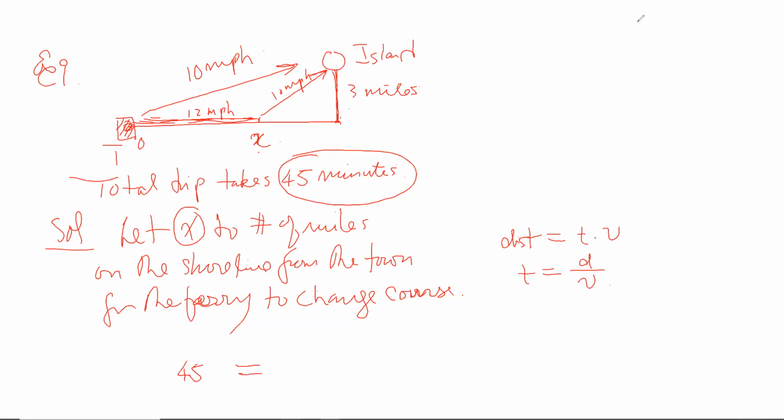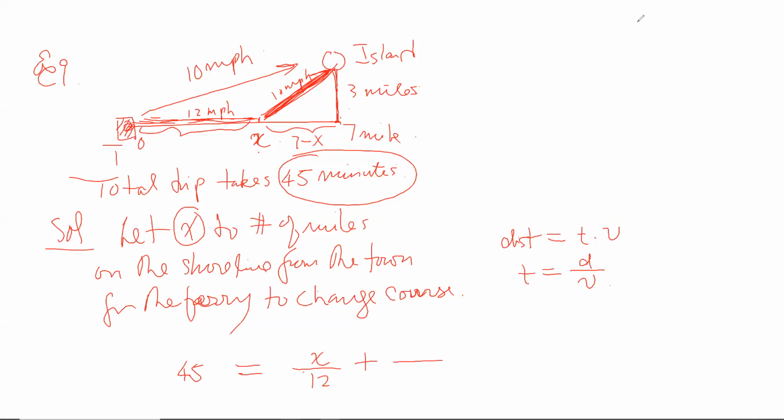So what do I do? If you go along the shoreline, it's 12 miles per hour. So it's going to be x over 12. And then plus this part of the distance is what? So you need to use the right triangle here, right? It's a Pythagorean theorem. So this is a total of 7 miles along the shoreline. So this is 7 minus x, do you agree?